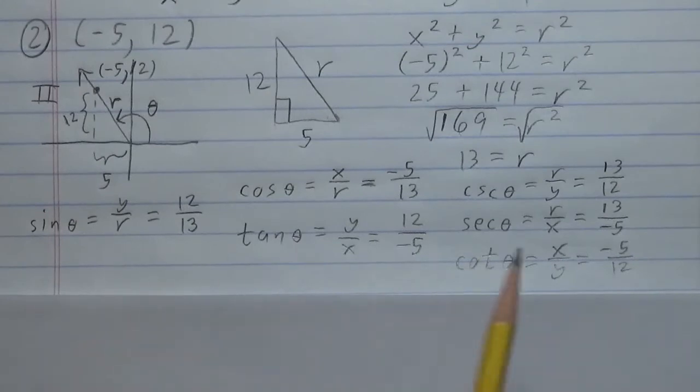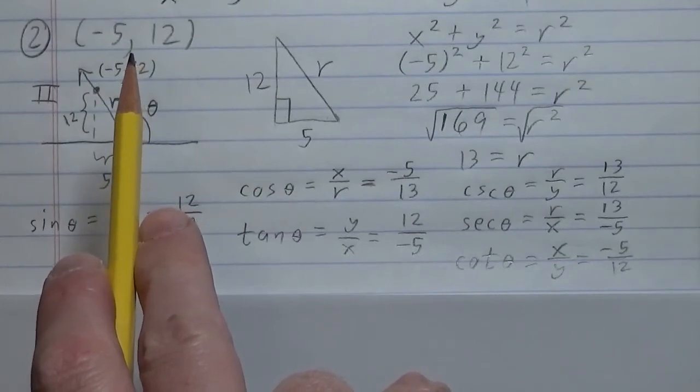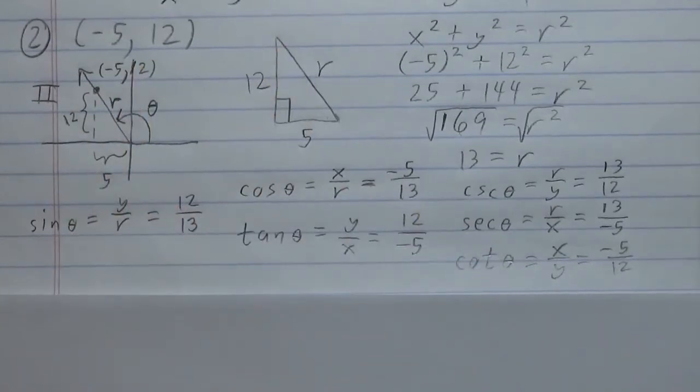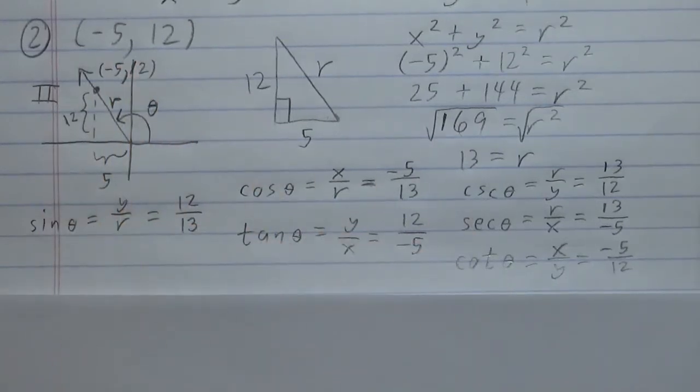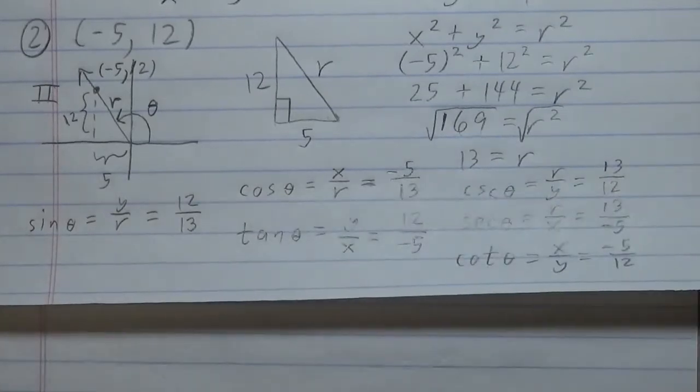If these fractions are not reduced, if they're not simplified, they must be simplified. It's very important. So again, given a point, what are the 6 trig ratios? That's literally the problem. But a third number is needed to get 6 ratios. Next point. Same problem, different point. This point is going to be a different quadrant.